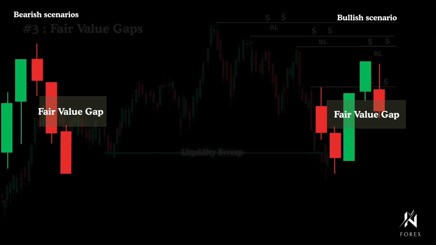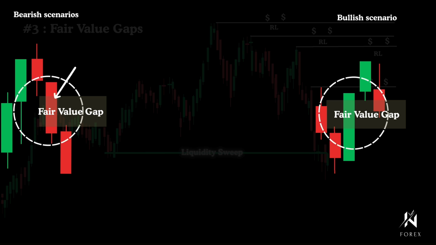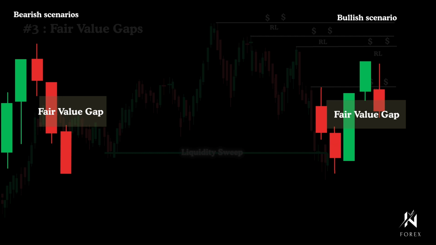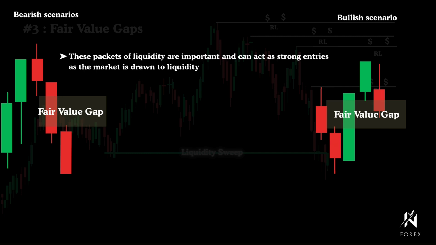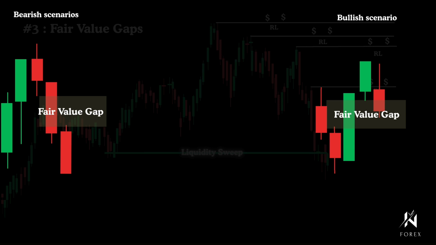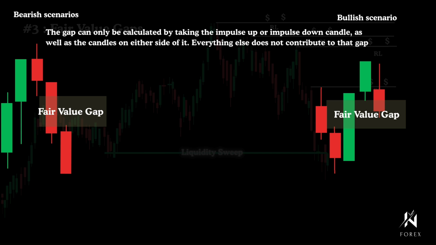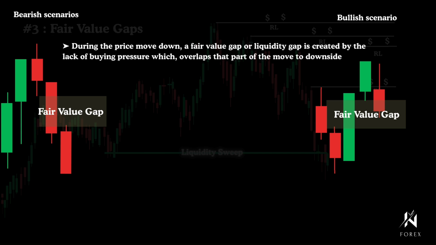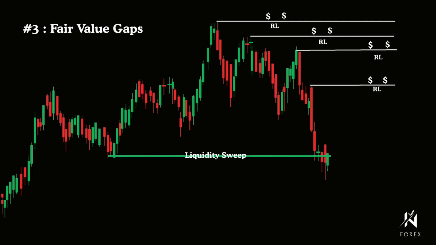To accurately identify an FVG, focus only on the impulsive candle, either upward or downward, along with the candles immediately before and after it. Nothing beyond those contributes to the gap. These liquidity pockets are significant, often serving as key entry zones, because markets are attracted to liquidity. When price is gearing for a downward move, it typically targets liquidity areas above. That's why FVGs are prime zones where price may temporarily rise, test the gap, and then resume a stronger bearish move. Let's dive into the chart and start marking the fair value gaps.